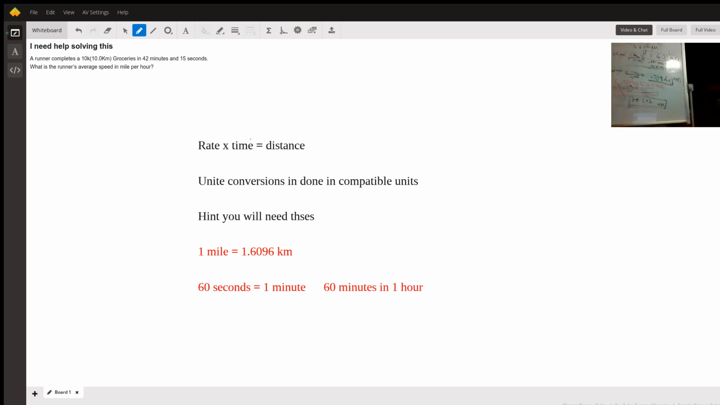So does that make sense? Well, we can also check it by putting it back in the equation. If you do that, you have 1.42, and then you multiply it by your time, which was in hours, 0.704, and hopefully that gives you 6.21, right? So that's how you would check it. Just put in 1.42 miles times our time, 0.704, and then our distance should be 6.21 miles. Let's see if we get that.